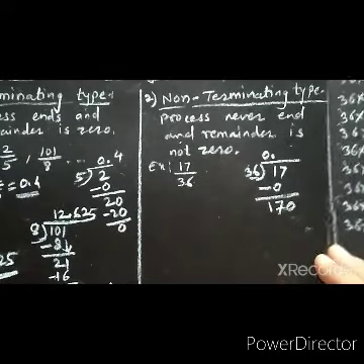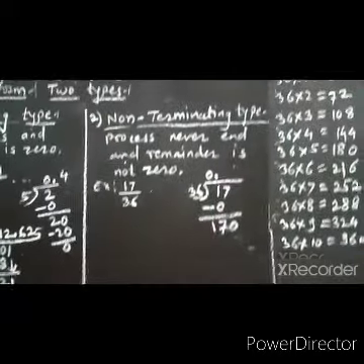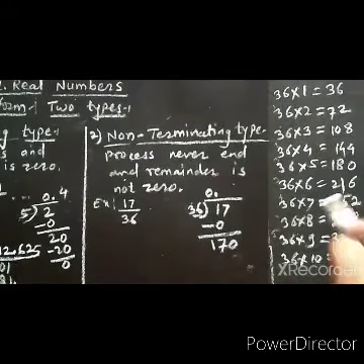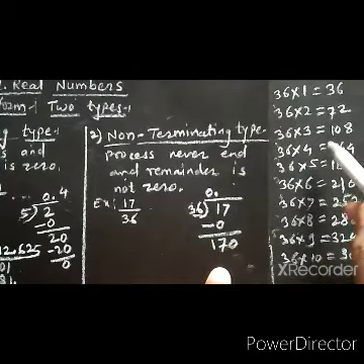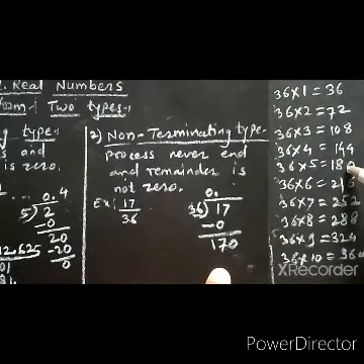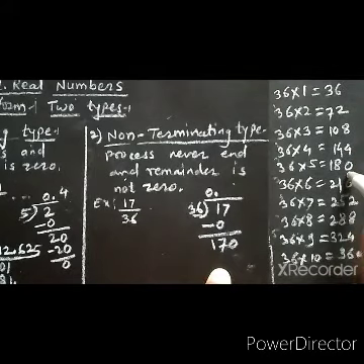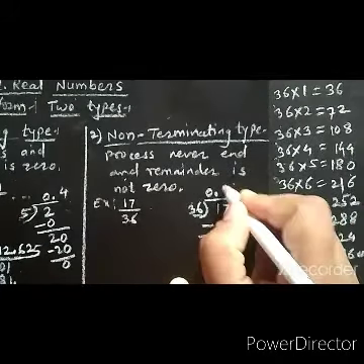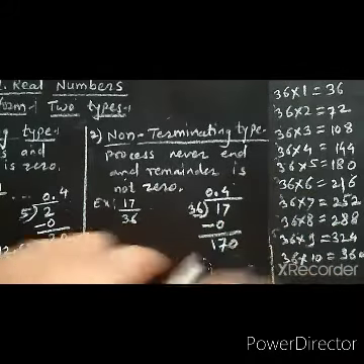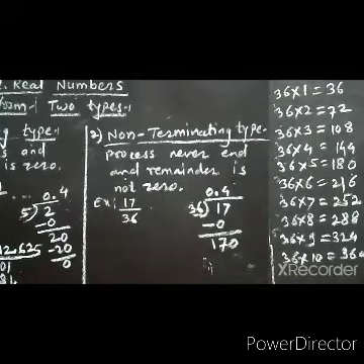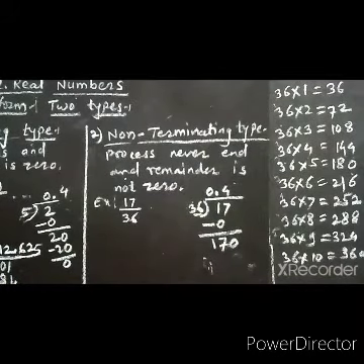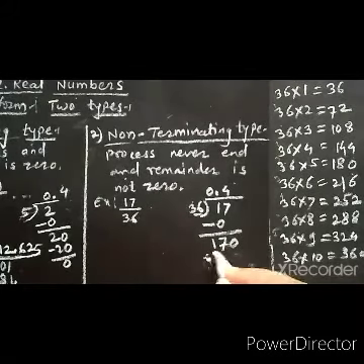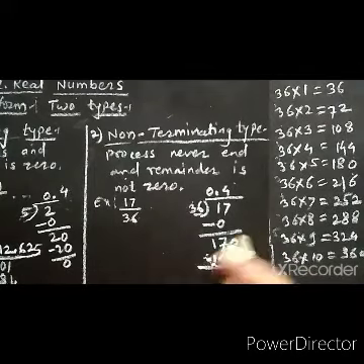Now we have to make the table of 36 by multiplying by 1, 2, 3 and so on. Now we have to find 170 in the 36 table. So here 180 is there, which is bigger than 170. So below this number we can take 144. So 36 fours are 144. Now here we can subtract 144 from 170.